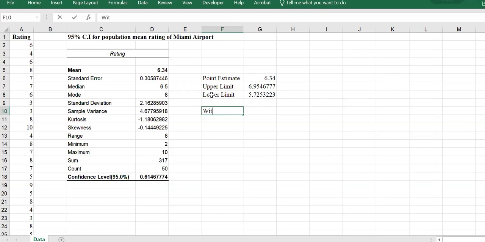So here we can say with 95% confidence, we are 95% confident that the population mean rating of Miami Airport is going to be between 5.72 and 6.95. With 95% confidence, the population mean rating is between 5.72 and 6.95. And 2 decimals rounding is fine. You don't have to use all these decimals. There is 95% chance that the population mean rating is between these two numbers, or the 95% confidence interval is between these two numbers.